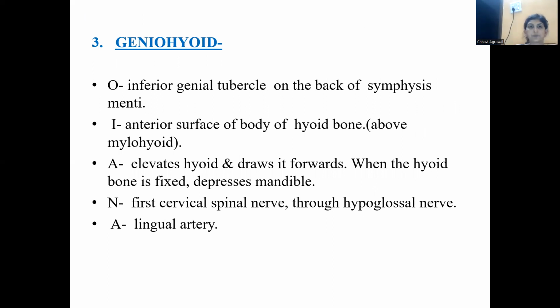Then geniohyoid, it originates from the inferior genial tubercle on the back of symphysis menti, gets inserted over the anterior surface of body of hyoid bone above the mylohyoid. The action is it elevates the hyoid and draws it forwards. When the hyoid bone is fixed, it depresses the mandible. The nerve supply is from the first cervical spinal nerve through hypoglossal nerve, and the arterial supply is from the lingual artery.